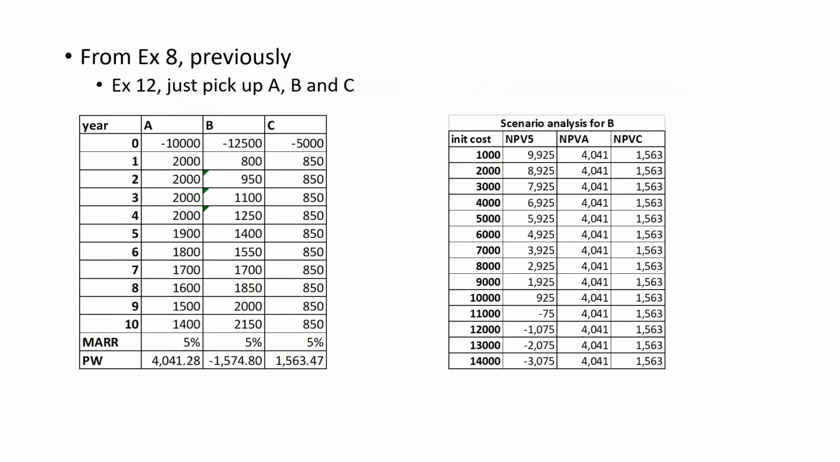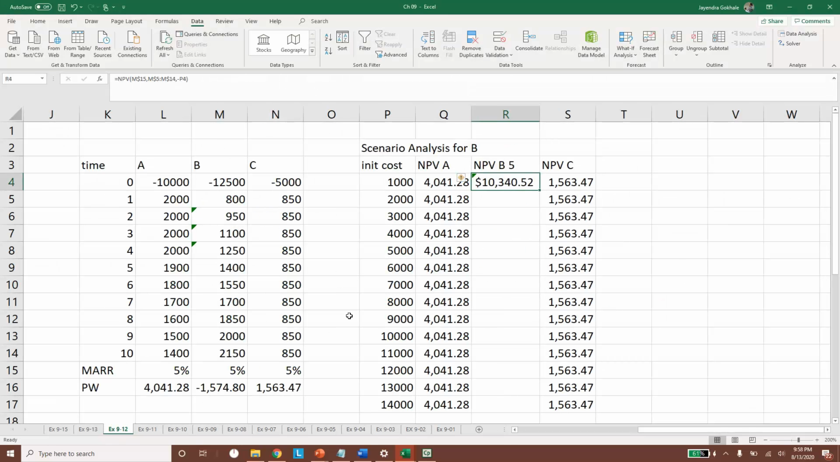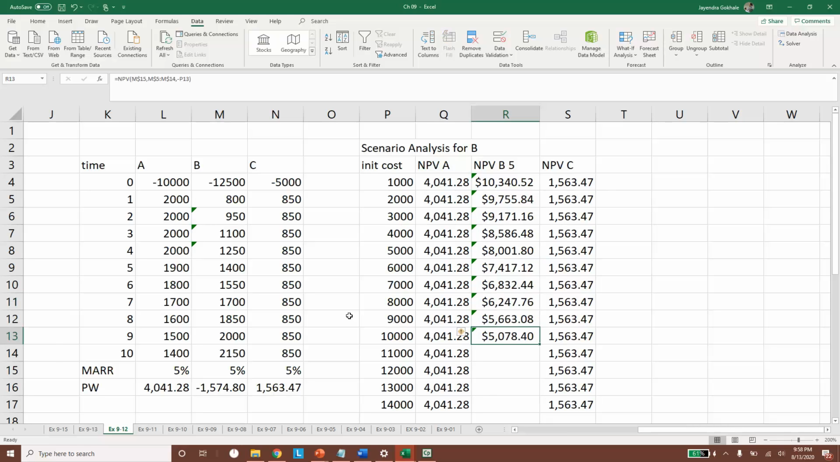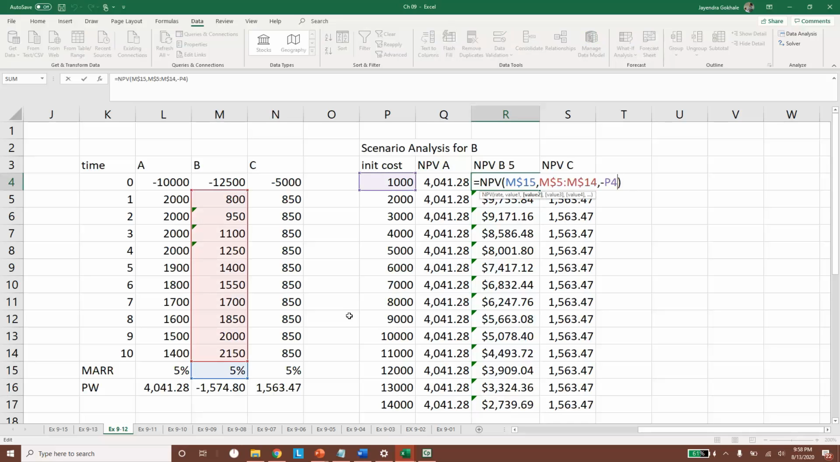So 10,340. Why did it not match? Well, we will make sure we're not making a mistake here. So NPV, the rate's 5%. The range is M5 through M14 and minus P4. Let's keep moving. Let's see if it matches at $12,000. 3, 2, no, there's something wrong, definitely.